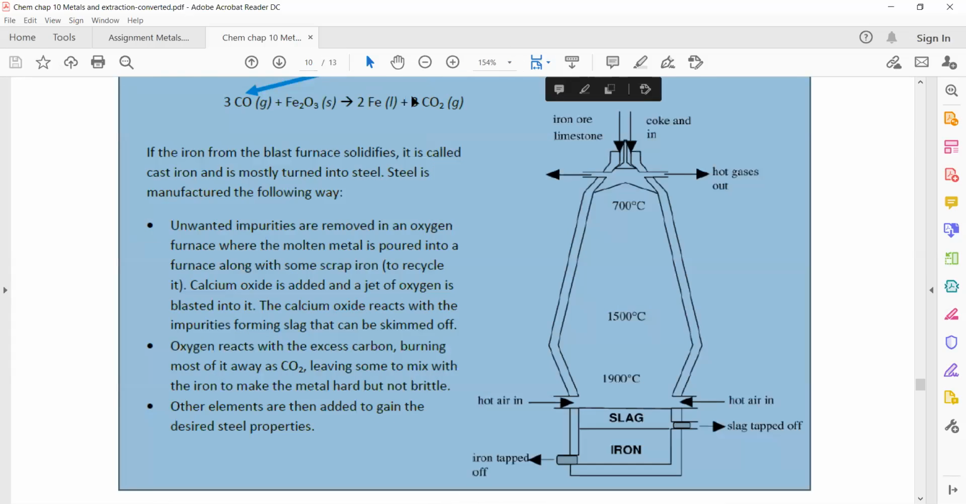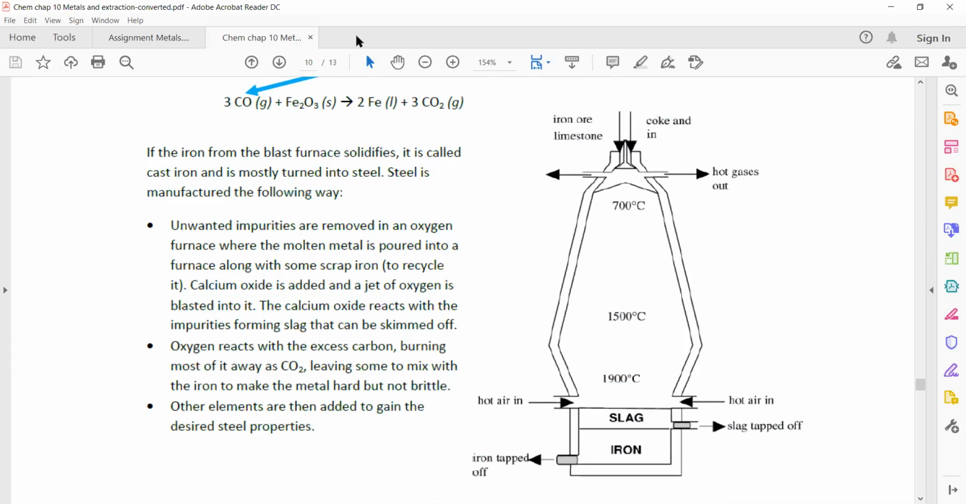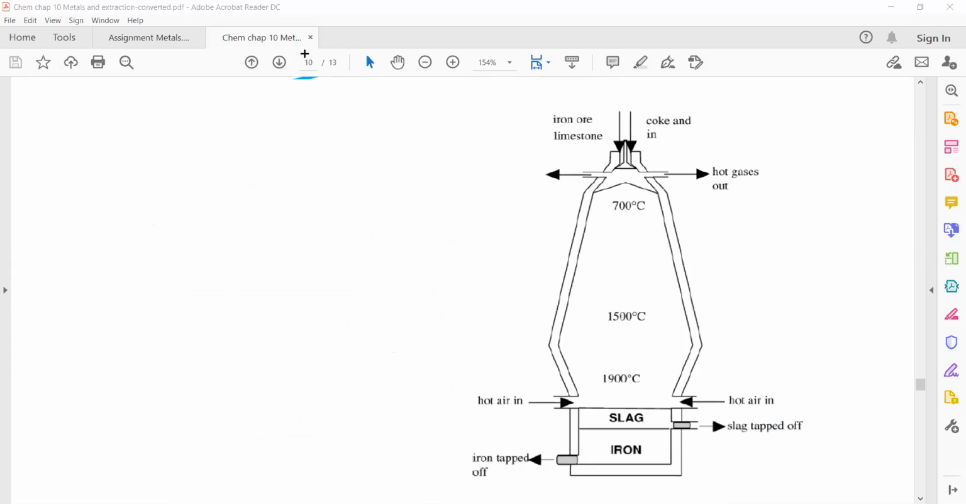How is this extraction done? The raw material which we use for this extraction: now, iron oxide is there, and we want to separate the iron from iron oxide. So the raw material which we use for this extraction is iron ore. We use air, whose main purpose is to supply oxygen. We use coke or carbon. And we use limestone, which is known as calcium carbonate.